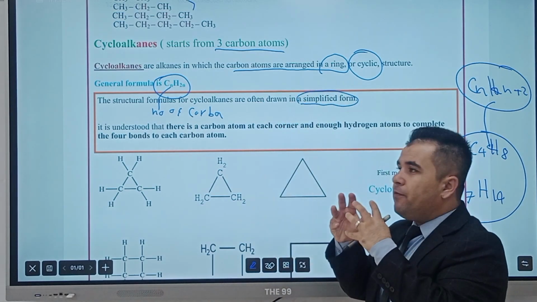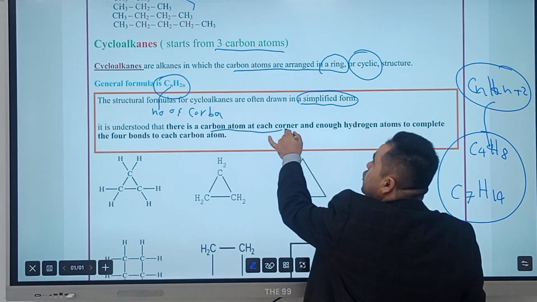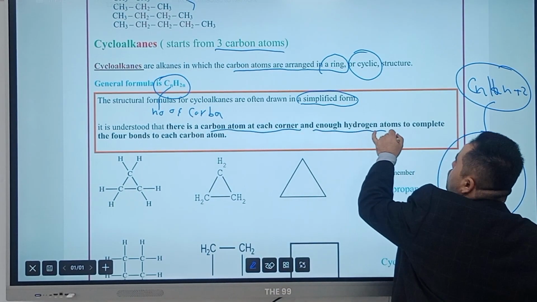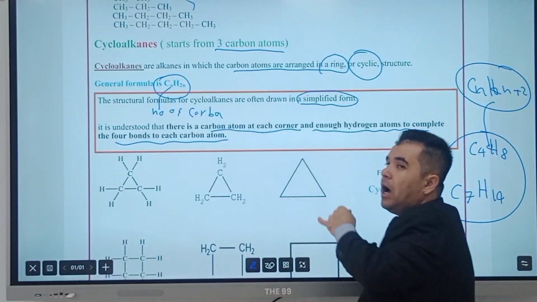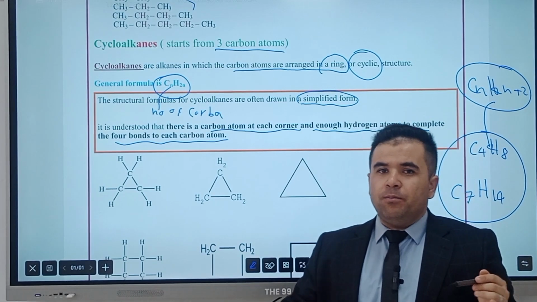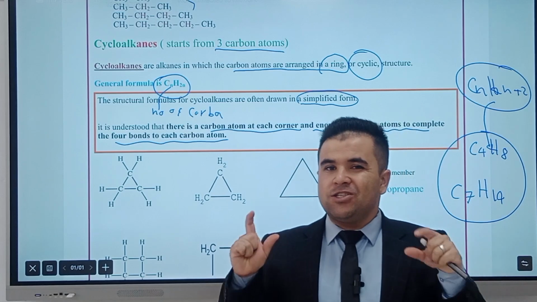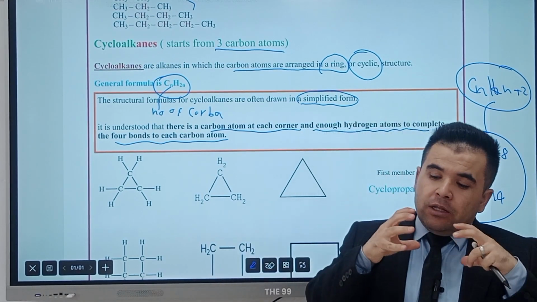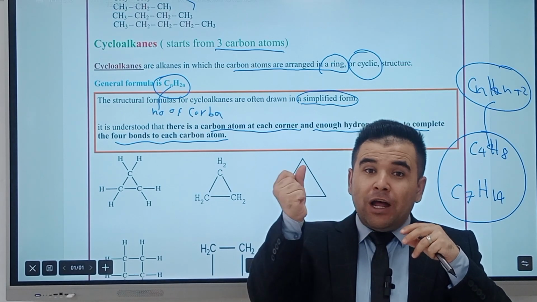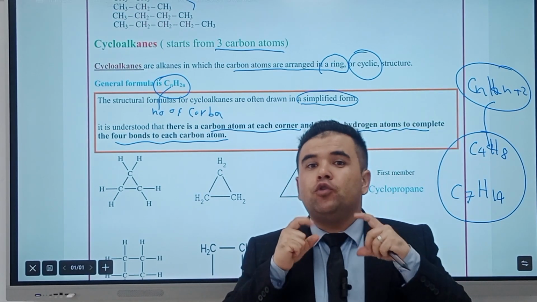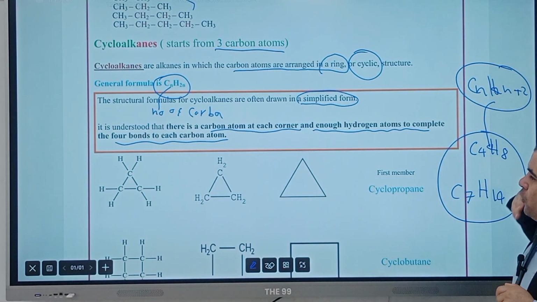We draw in a simplified form, in a condensed form. It's understood that there is a carbon atom at each corner and enough hydrogen atoms to complete the 4 bonds to each carbon atom. Always, guys, because in the cyclic or ring shape we do not have free ends as in the alkane chain. Here all of the carbons, if they do not have branches, are bonded with 2 hydrogens. That's why we have 2 fewer hydrogens than the corresponding alkane.